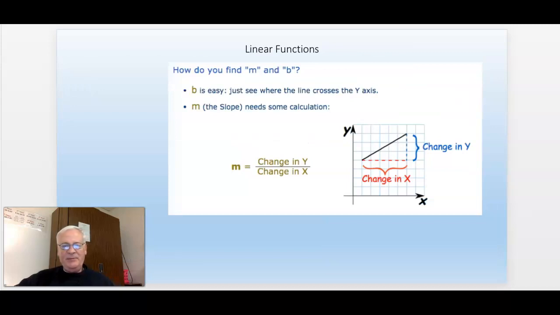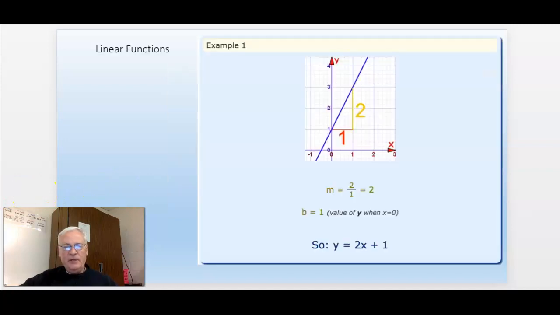How do you find m and b? b's pretty easy. You see where it crosses the y-axis. Again, you can set x equal to 0 and find out what y is at that point. You can calculate m by graphing it and saying how high does it go over how wide did it move. That's the rise over the run. Or you can use 2 points if you want.